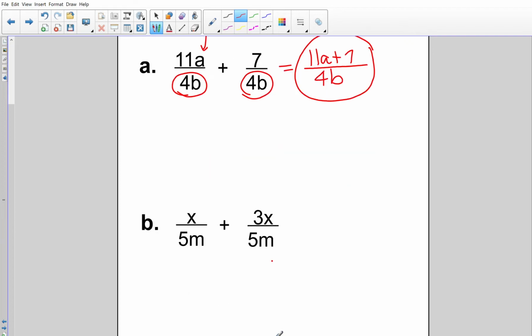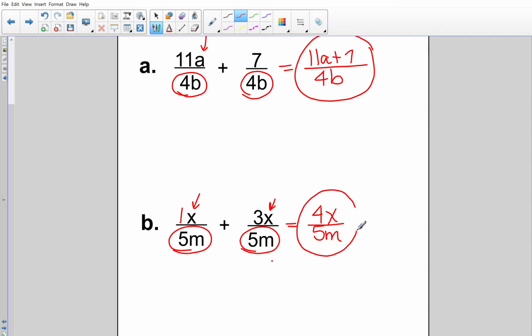So it's going to have to stay that way. Let's look at this next example. 5m, my common denominator, so I'm going to keep it as 5m. Now we know that this is really a 1 in front of that x, so we have a 1x plus 3x. This time I have variables in both of my terms, so I can add those two terms together and get 4x. And that is my most simplified solution for this problem.